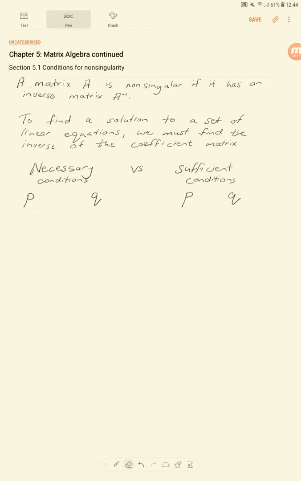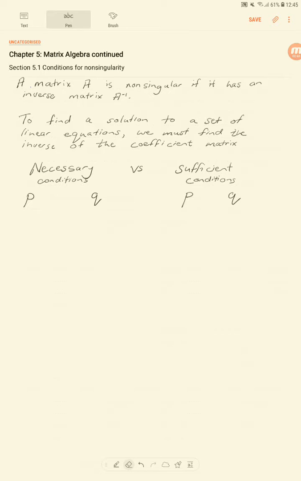A matrix A is said to be non-singular if it has an inverse matrix denoted by A to the power -1. To find a solution to a set of linear equations, we must find the inverse of the coefficient matrix. However, we first need to establish the conditions for non-singularity. For this, we need to know what necessary and sufficient conditions are.